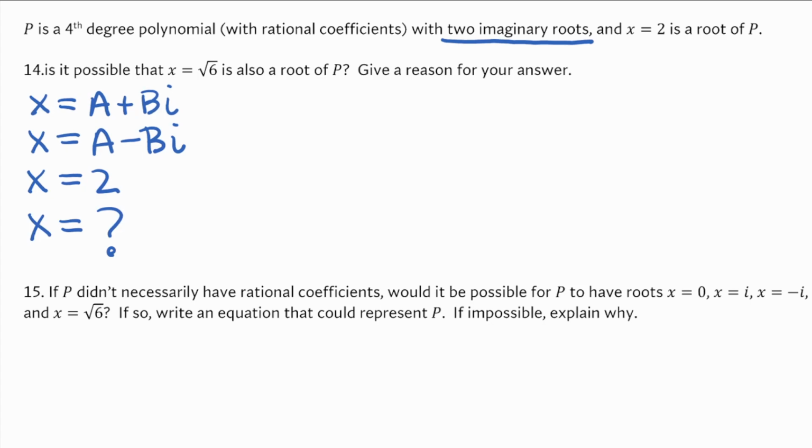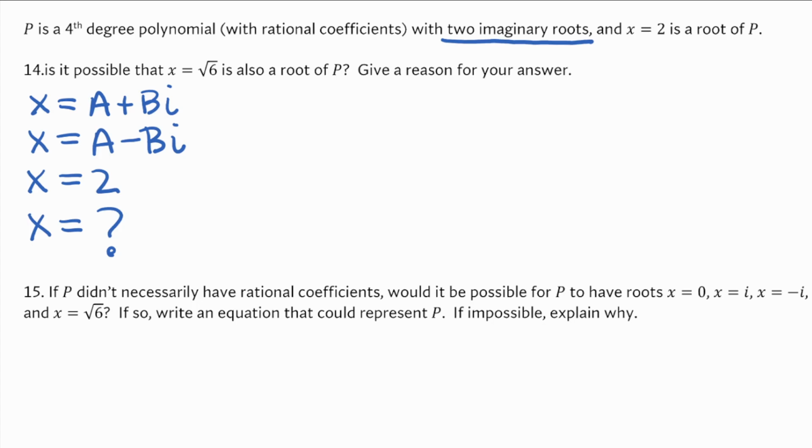But I can tell for sure that it's got to be real because there's not enough room for us to have two more roots, which is what we would need if we were going to have any more imaginaries. So we need room for its friend, its conjugate pair. And kind of the same thing with square root 6. x equals square root 6 is not going to be a possible root because if it was, and we had rational coefficients, we would also need x equals the negative square root of 6.